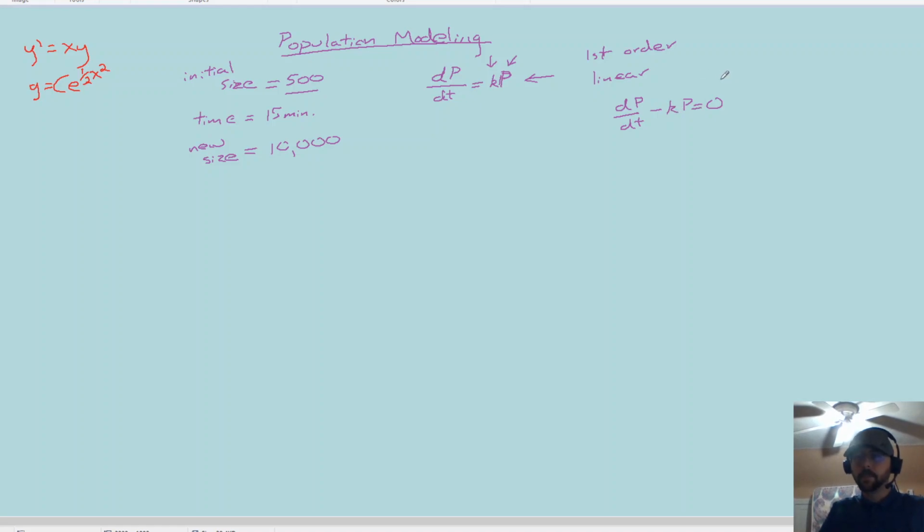It is also technically homogeneous because when we write it in the standard form, this side is 0, although we don't need that information for the method we're going to use to solve it.